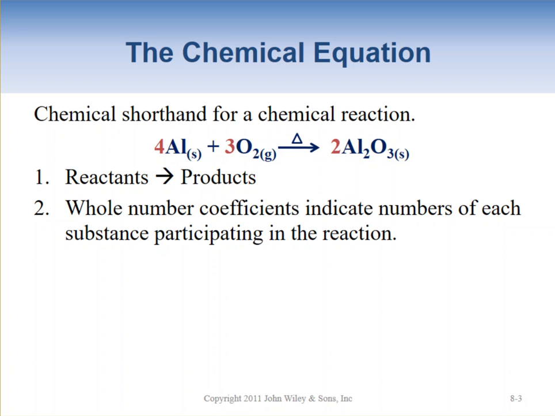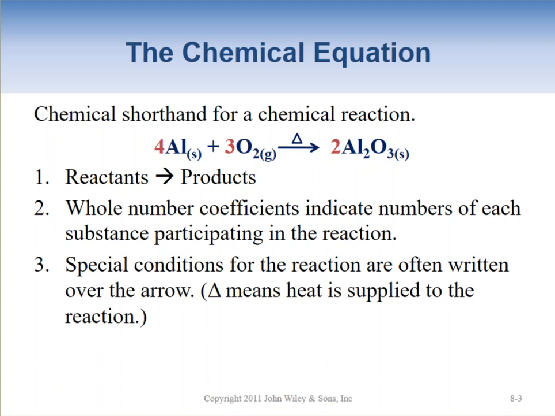So this balancing coefficient is what's going to be the focus of this lecture. We're going to learn how we come up with the coefficient of 4 for aluminum, 3 for oxygen, and 2 for aluminum oxide. One thing to keep in mind is that these balancing coefficients have to be whole numbers, and they have to be the smallest whole numbers. So we can't have fractions.